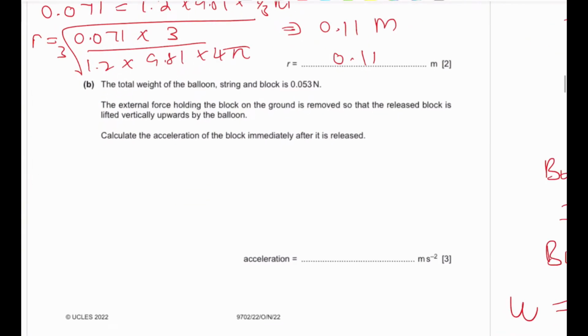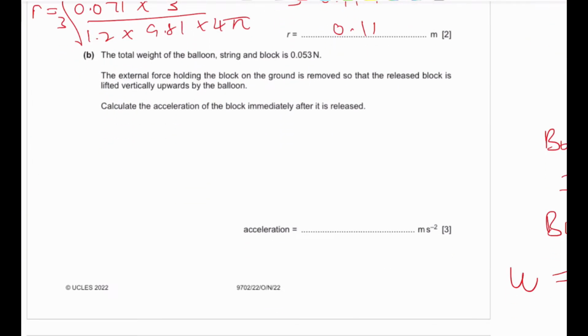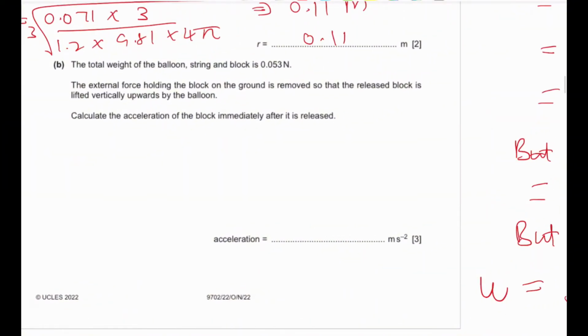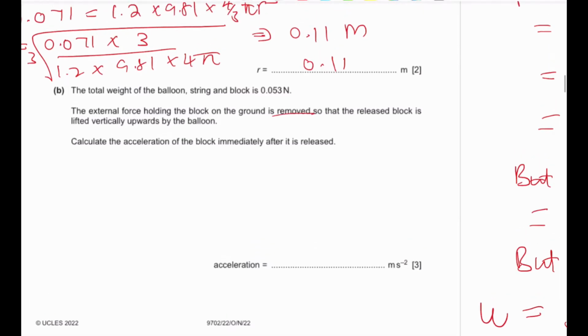Okay, I'll move on to the next question. We've been given that the total weight of the block is 0.053. The external force holding the block is then removed, so that the block is lifted vertically upwards by the balloon. Calculate the acceleration of the block immediately after its release.